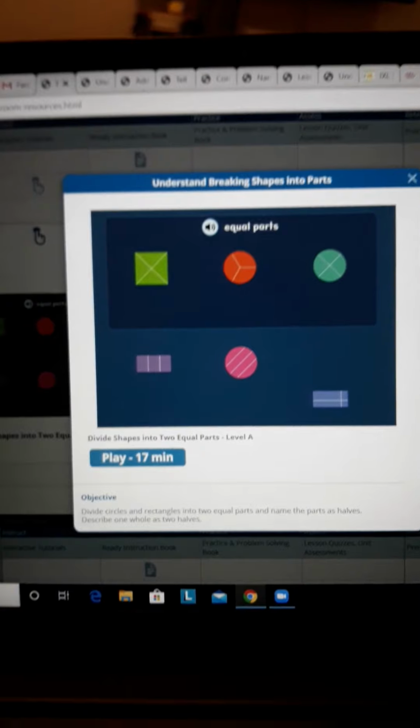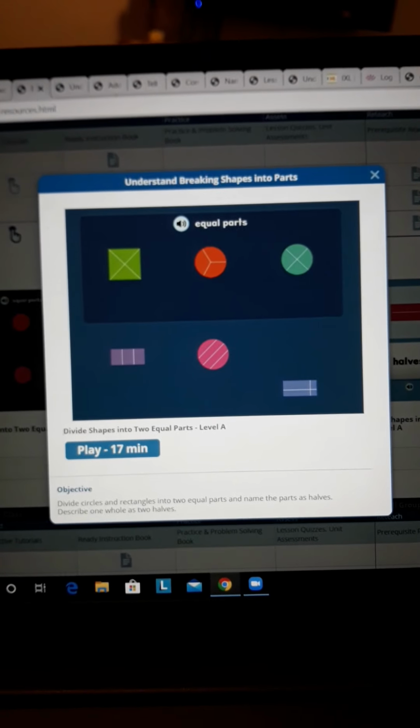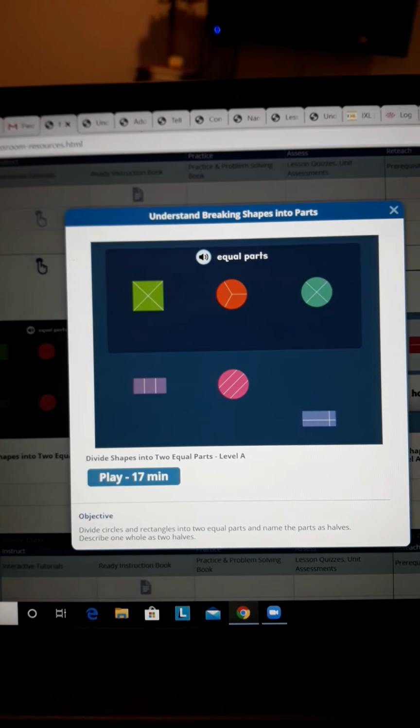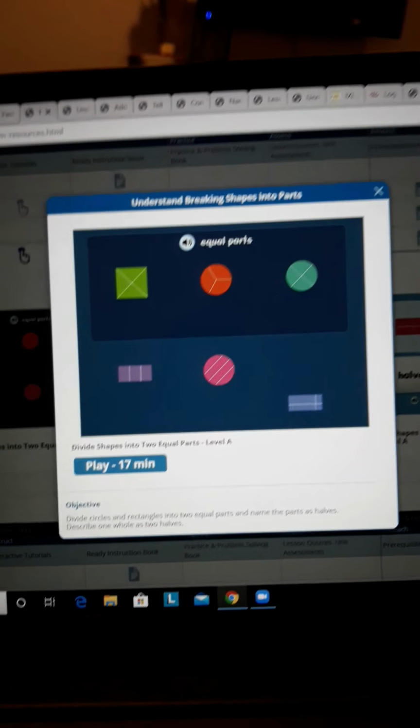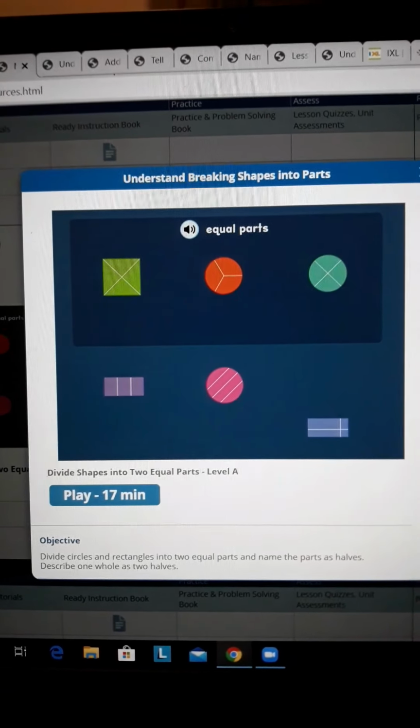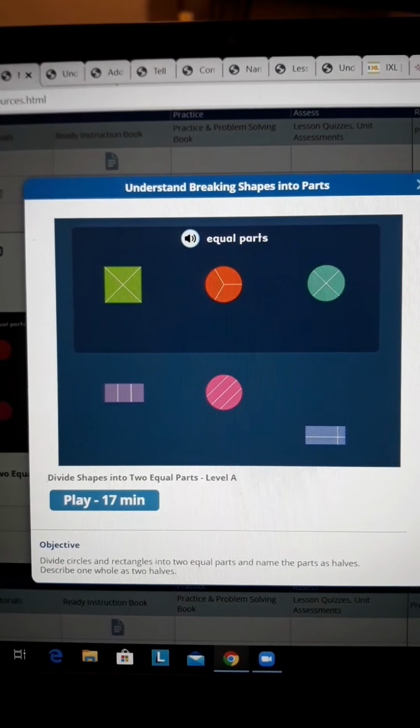Now, boys and girls, what's really, really important are these games, though. For this particular lesson are these games. They are teaching you a little bit more straight to the point about fractions. So this one deals with just equal parts. Okay, it's a 17-minute game.